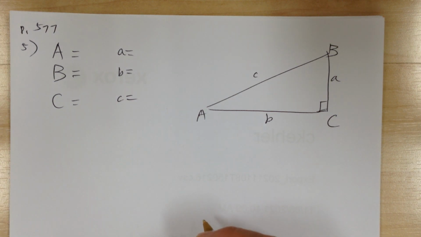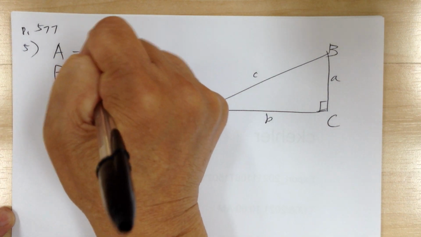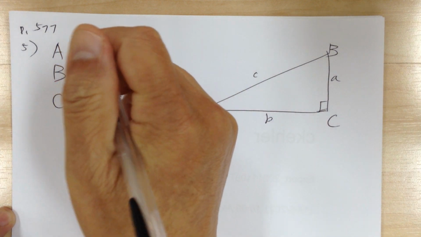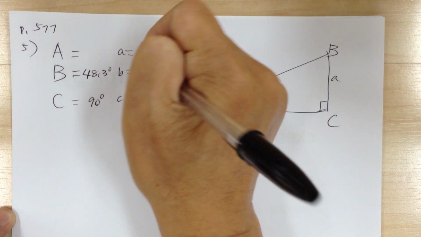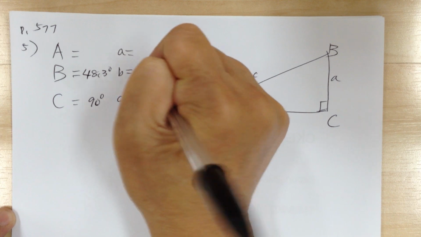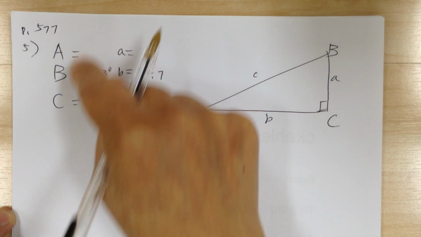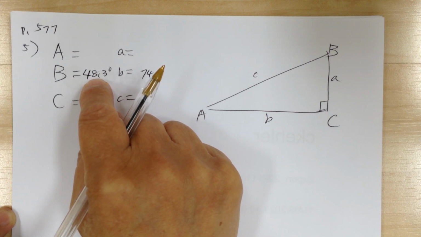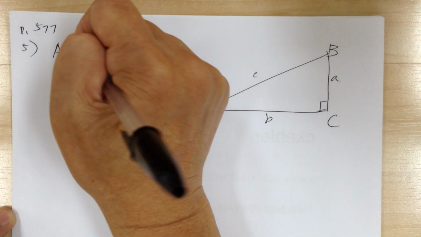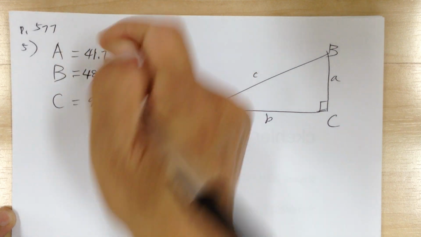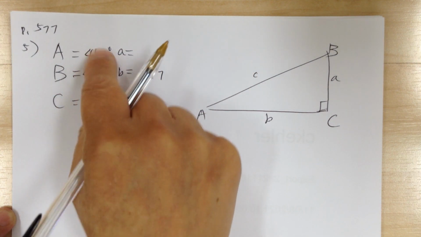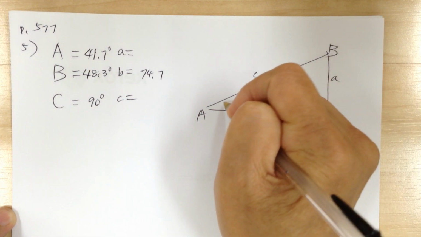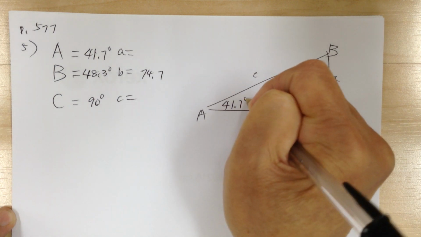Okay, number 5, you've got B equal to 48.3 degrees, and C is 90 degrees, and A you don't know yet. So let's go and get the A. A and B add up to 90 degrees, so use 90 minus the 48.3, and it will give you 41.7. You can get your calculator, just 90 minus that. So B equal to 48.3 and A equal to 41.7 degrees.